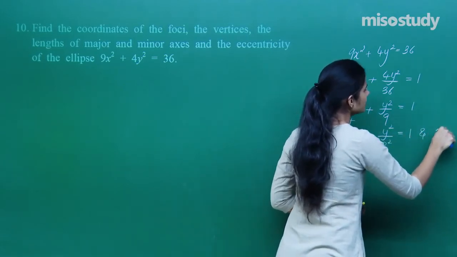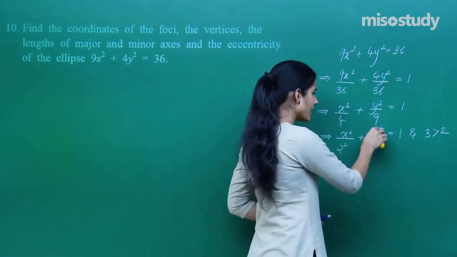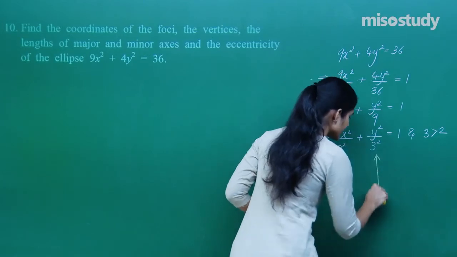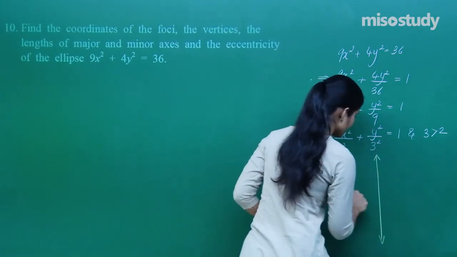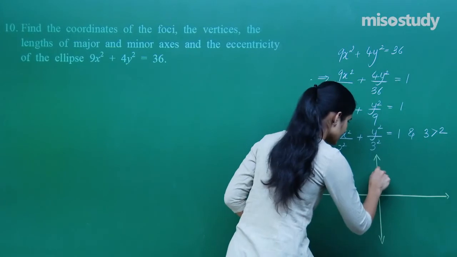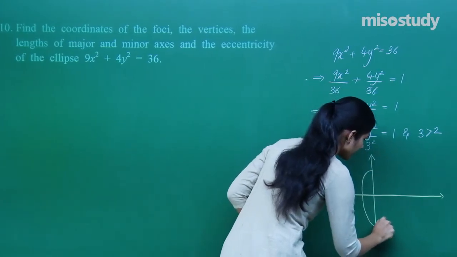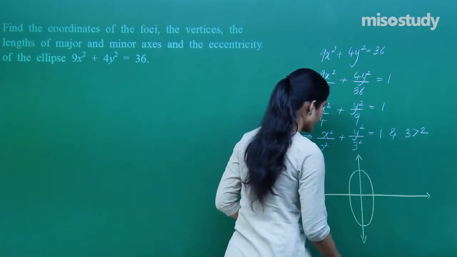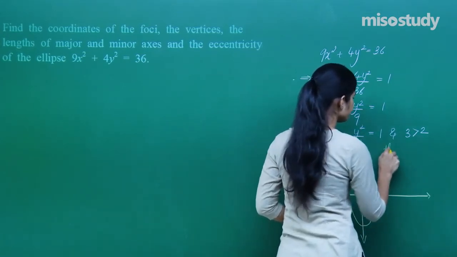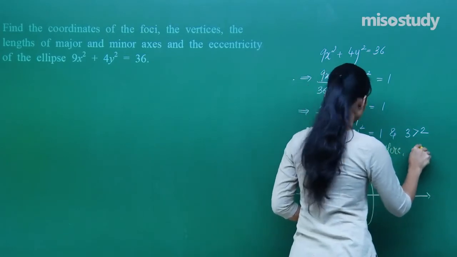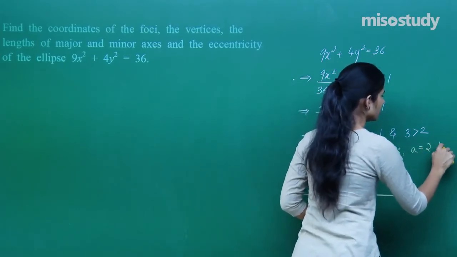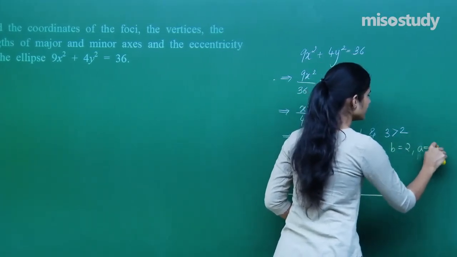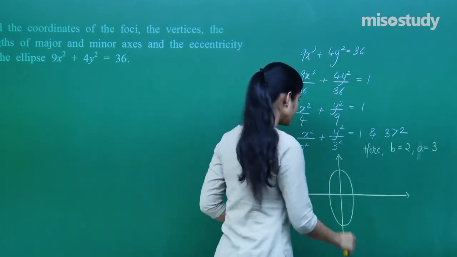and 3 is greater than 2. That means along y-axis you are getting 3 and along x-axis you are getting 2. That means the ellipse is actually having major axis along the y-axis. So it is like this. Major axis is along y-axis. This is B. So here A is 2, or I should write B is 2 and A is 3, right?